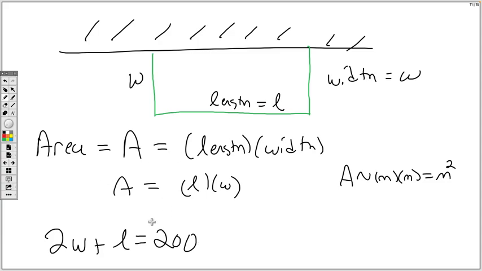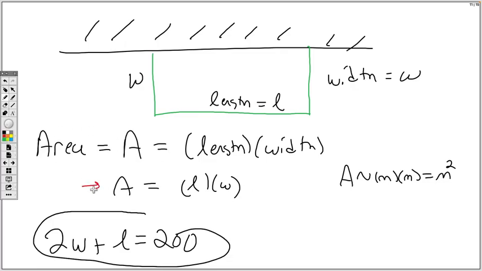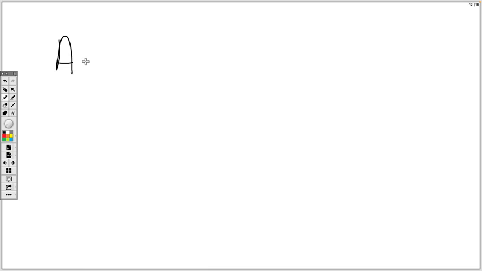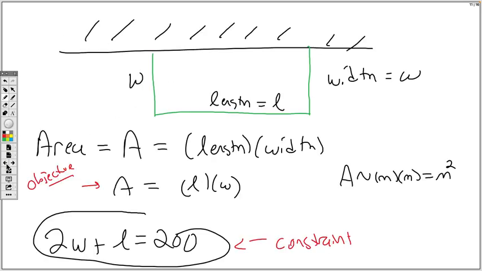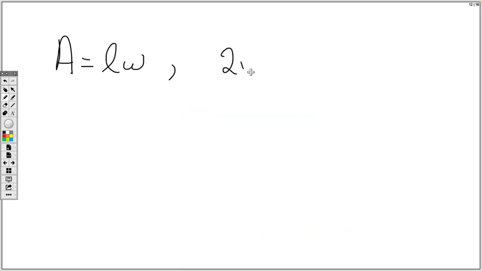And now what we want to do, so once again, if we take a step back here as we're going through, this is our objective function. This would be considered our constraint. Now we want to use our constraint to get our objective function in terms of just one variable. So I'm going to copy this to the next page. I've got A equals L times W, but I know that 2W plus L has to be 200.